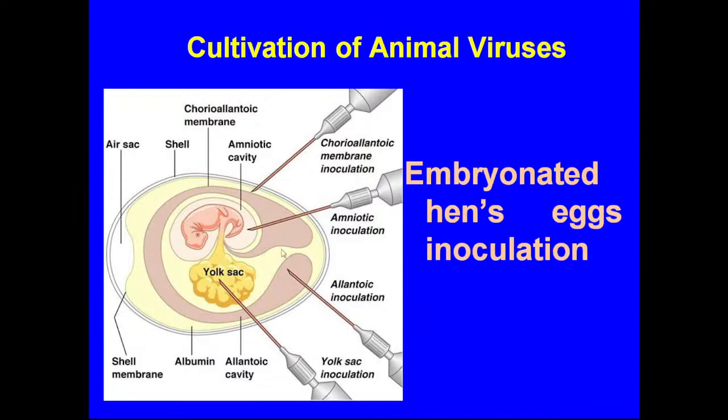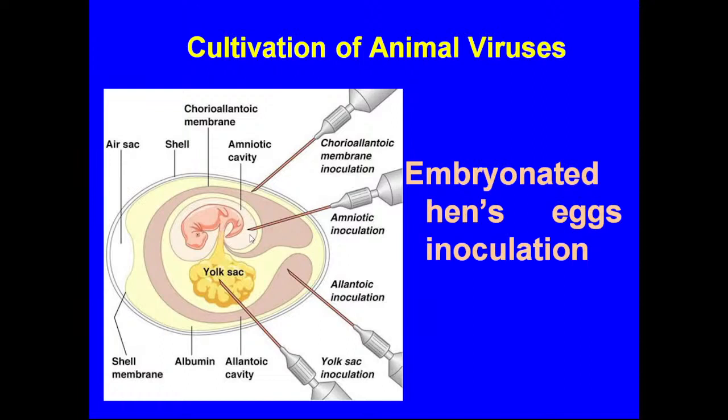But irrespective of where we inoculate the virus, we should have some methods to indicate whether the virus is multiplying there or not. Because as soon as we grow a virus, we need to know first whether we have virus there or not.